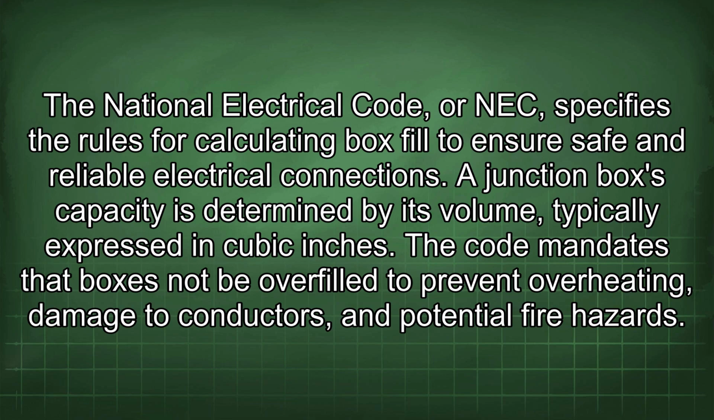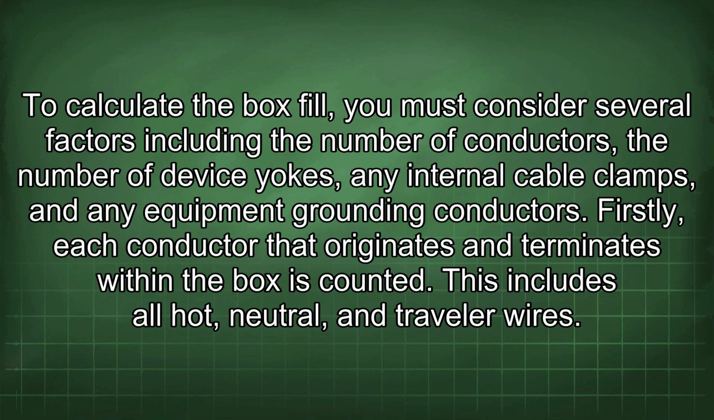A junction box's capacity is determined by its volume, typically expressed in cubic inches. The code mandates that boxes not be overfilled to prevent overheating, damage to conductors, and potential fire hazards. To calculate the box fill, you must consider several factors, including the number of conductors, the number of device yokes, any internal cable clamps, and any equipment grounding conductors.